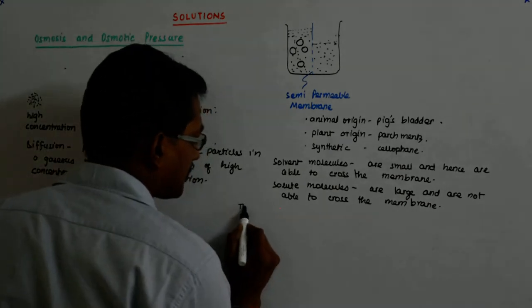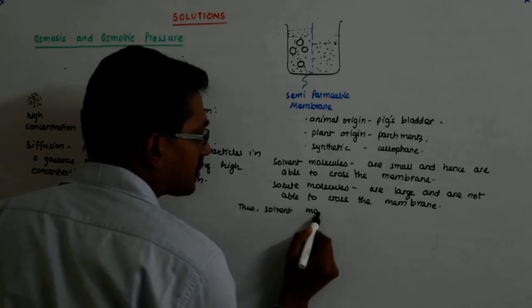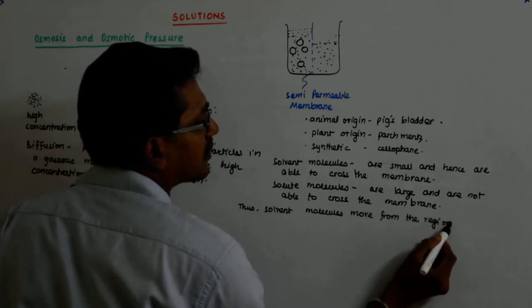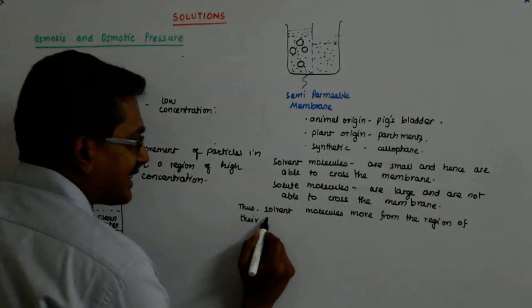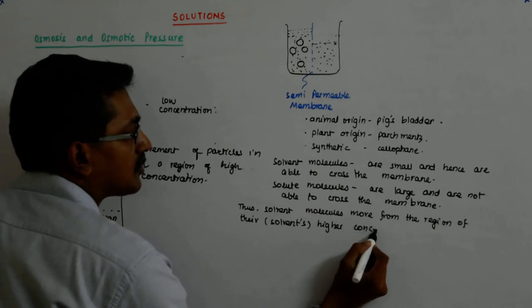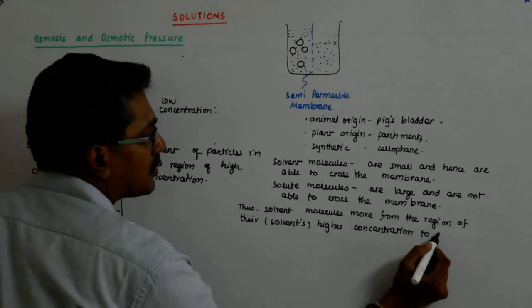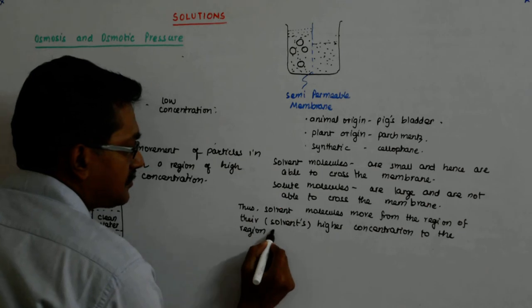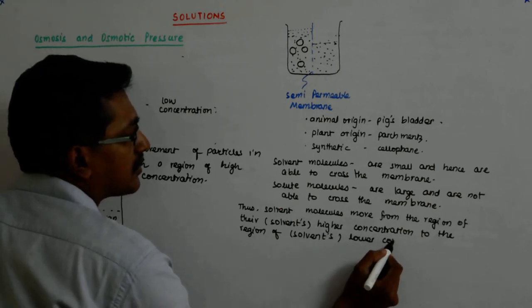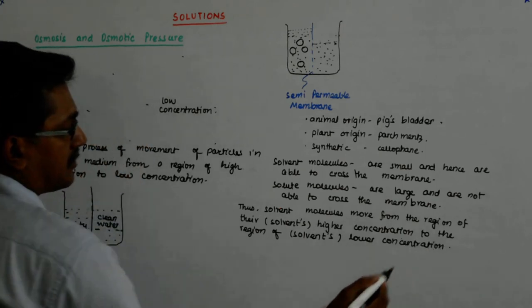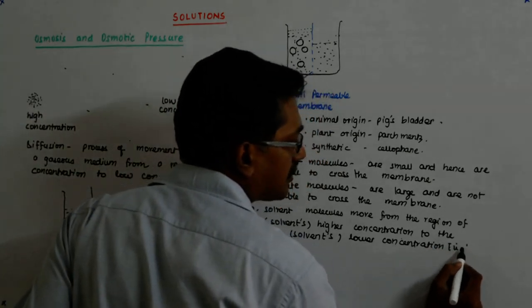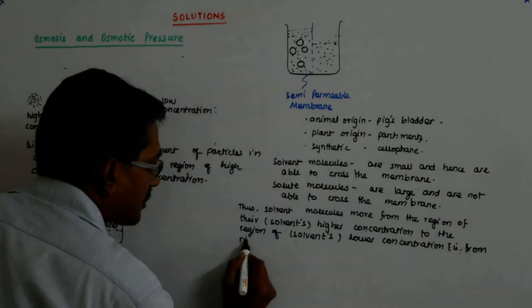So what happens? Do solvent molecules move from the region of their higher concentration to the region of solvent's lower concentration? We understand. That is to the left. That is from right to the left.